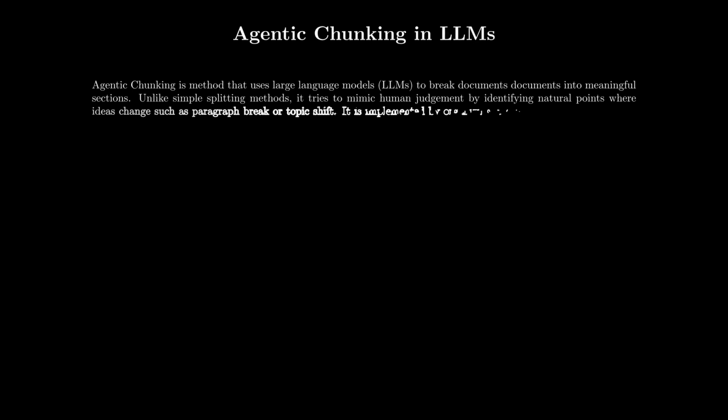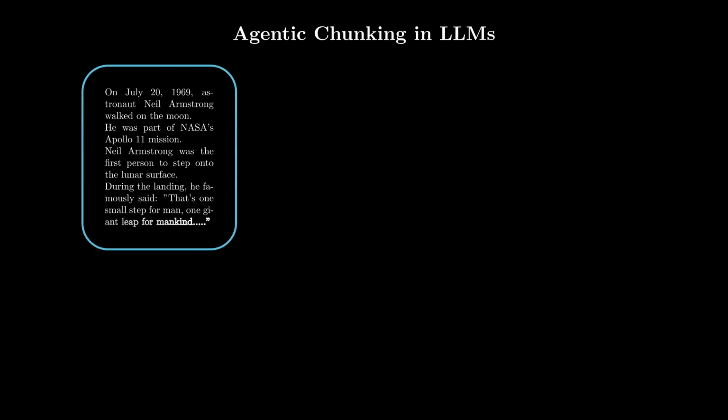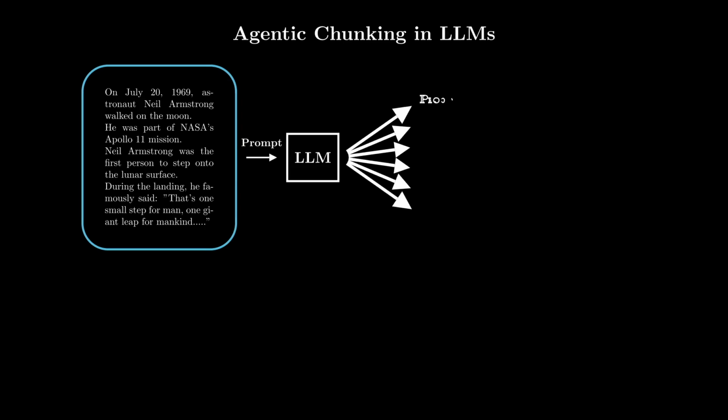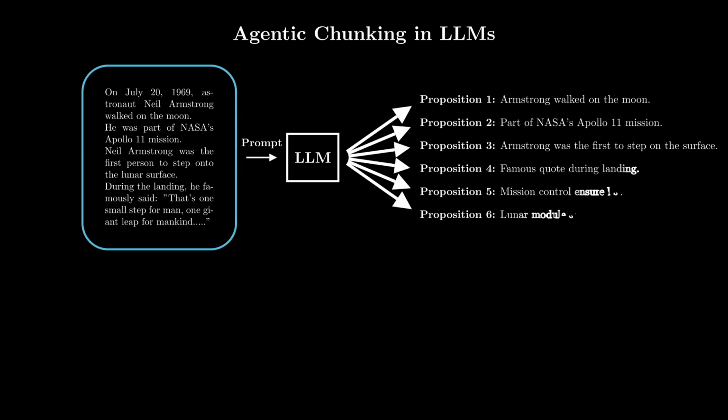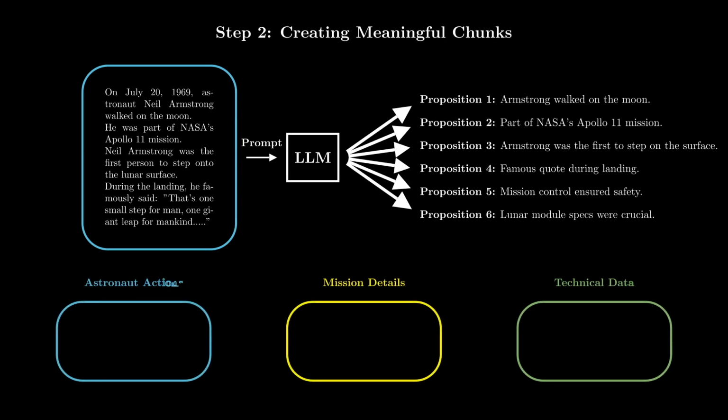Finally, let's talk about agentic chunking, an innovative method that leverages large language models to mimic human judgment. Instead of relying on predefined rules, the model identifies meaningful points where ideas naturally shift, such as paragraph breaks or topic changes. For example, imagine a large text document. First, we prompt the LLM to identify key propositions or concepts within the text. Next, we use another LLM to group those propositions into meaningful chunks. This method brings intelligence into chunking, helping the system better capture the flow of ideas.